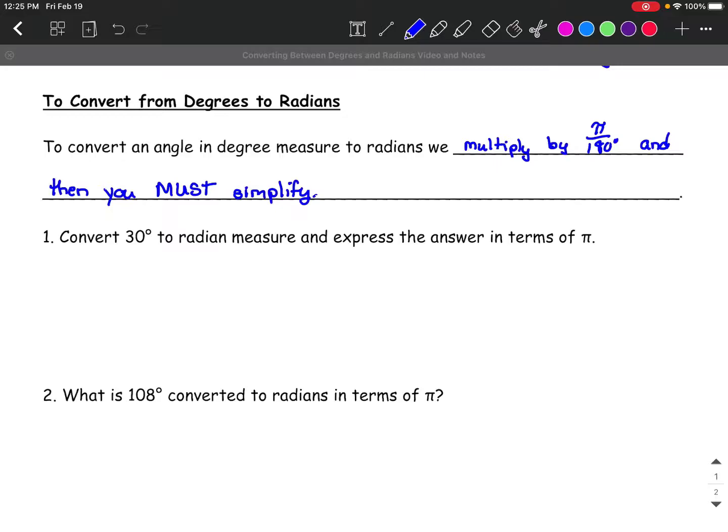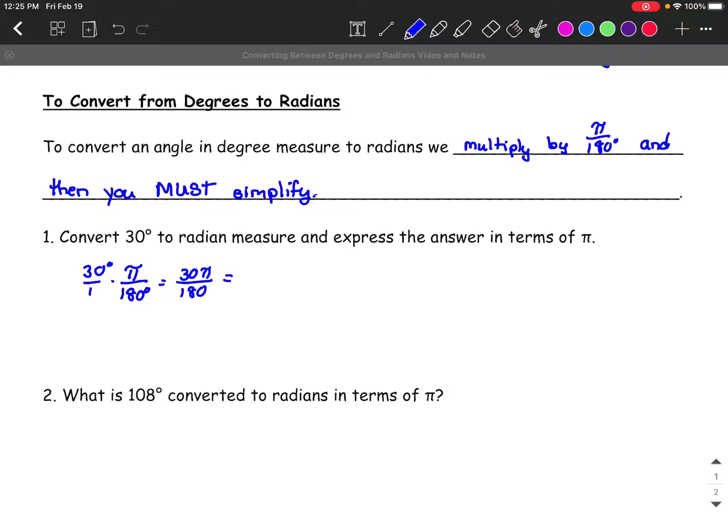Okay, so let's take a look. We want to convert 30 degrees to radian measure and express the answer in terms of pi. So we take our 30 degrees, and you can put it over 1, times pi over 180 degrees. That's going to give us 30 pi over 180. Notice the degrees cancel out because we had degrees on top and degrees on the bottom.